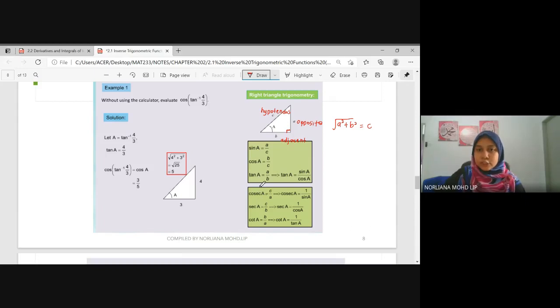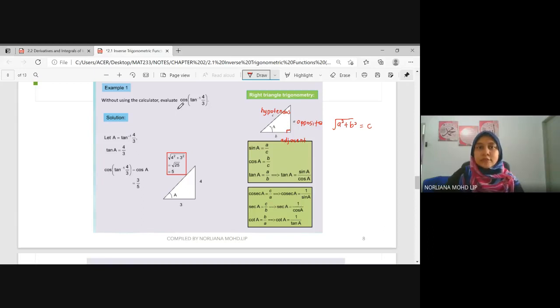And also you have to know this formula: cosec A equal to 1 over sine A, secant A equal to 1 over cos A, and cotangent A equal to 1 over tangent A. Okay, look at example 1.